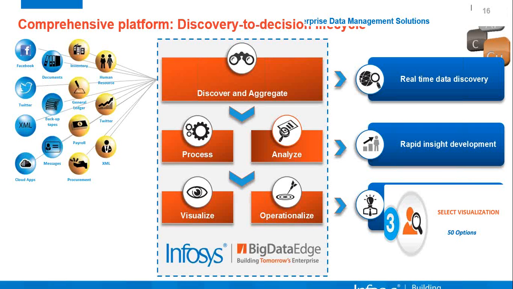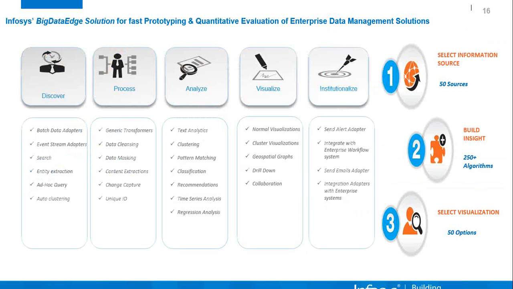We support both real-time as well as batch. We have integrated with various leading open source products and search engines, and we have our own data masking and data cleansing algorithms. We are fine-tuning some machine learning algorithms for pattern matching and time series analysis, and everything is enabled through a visualization that comes by default with the product. We have around 50 sources from which we can pull data, 250 algorithms that are packaged nicely, and 50 different ways to visualize data.